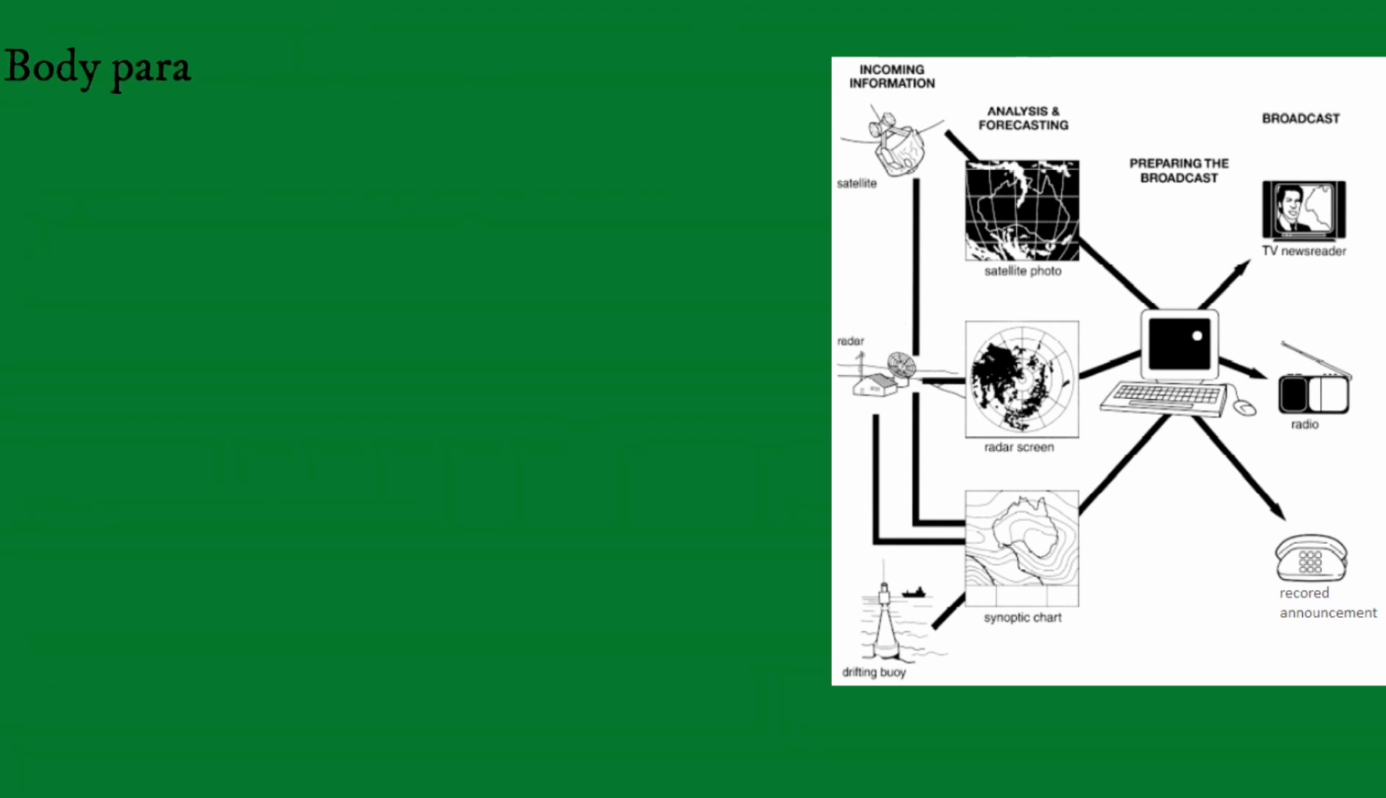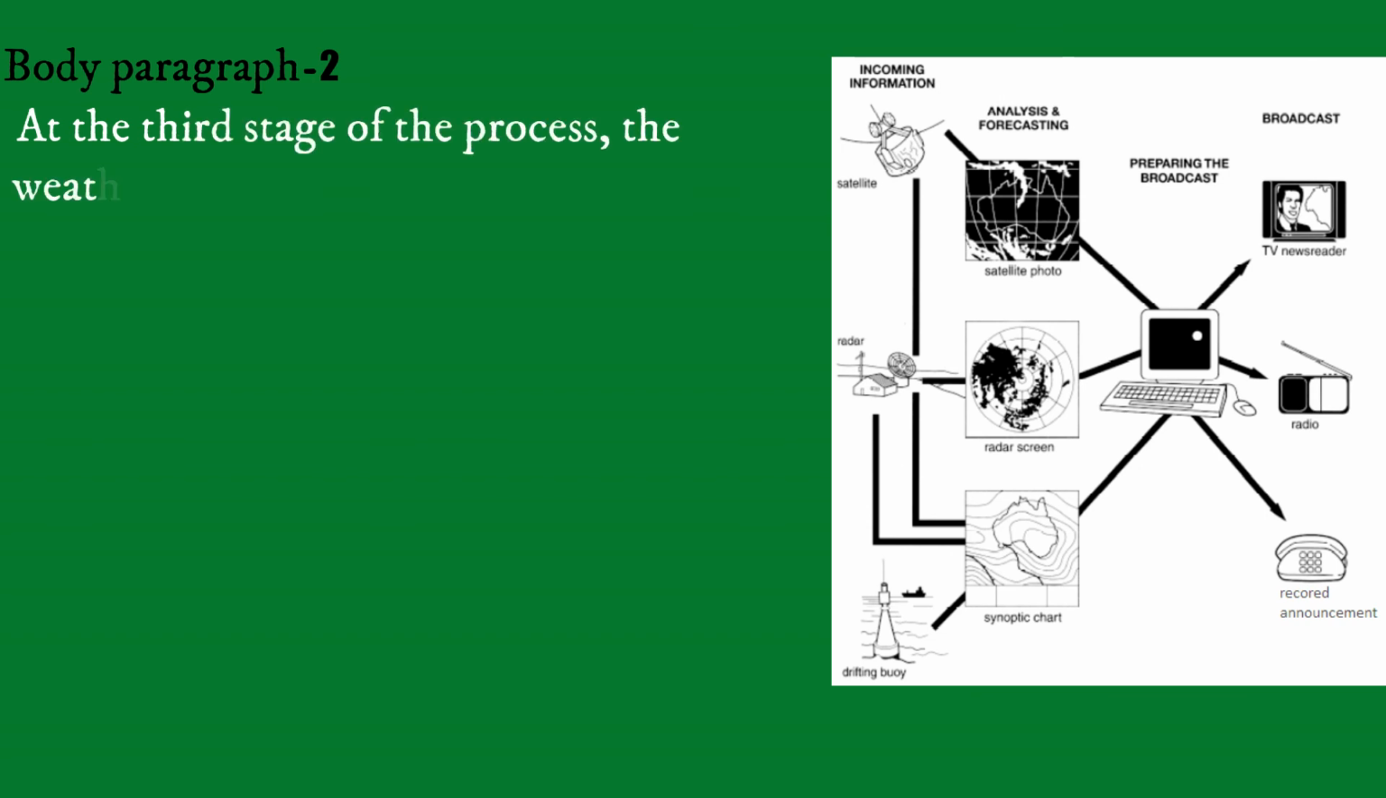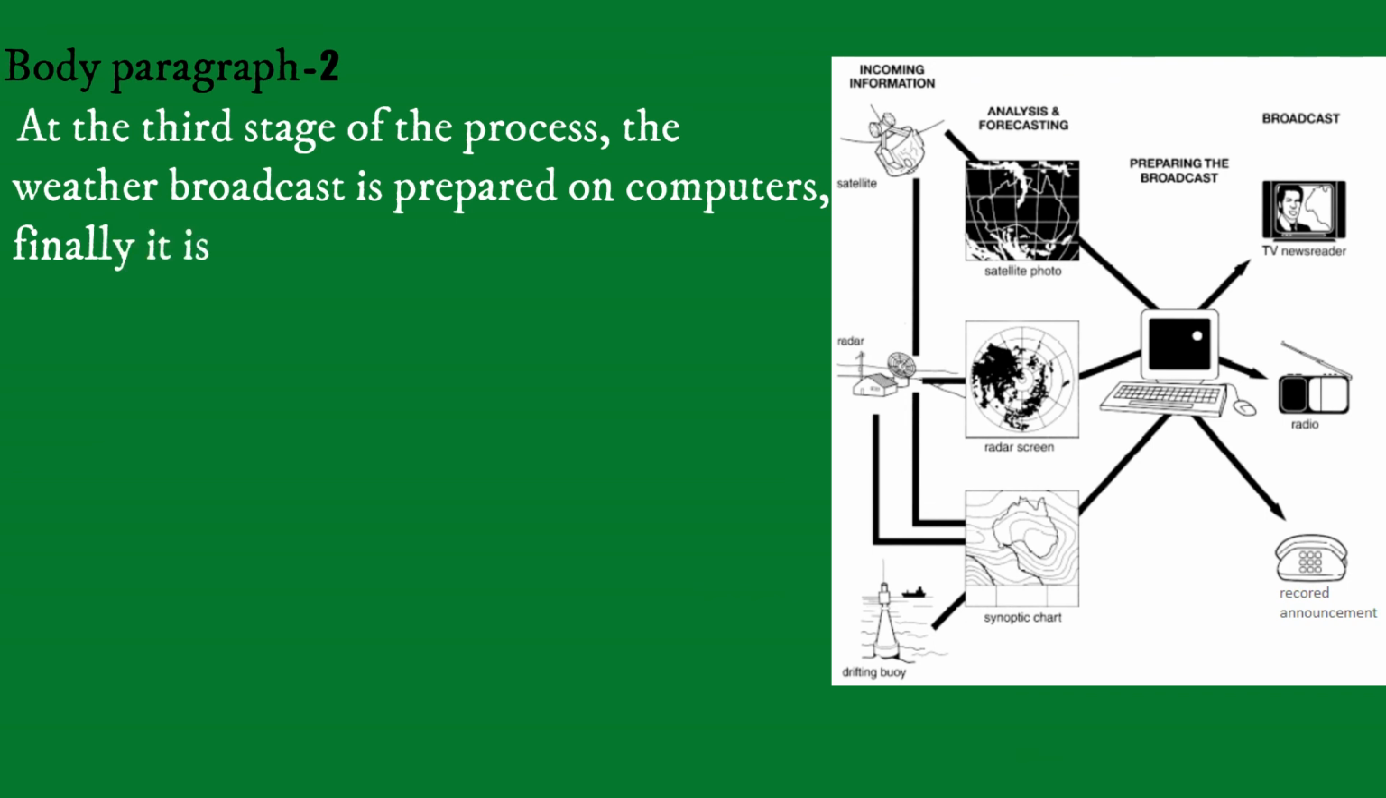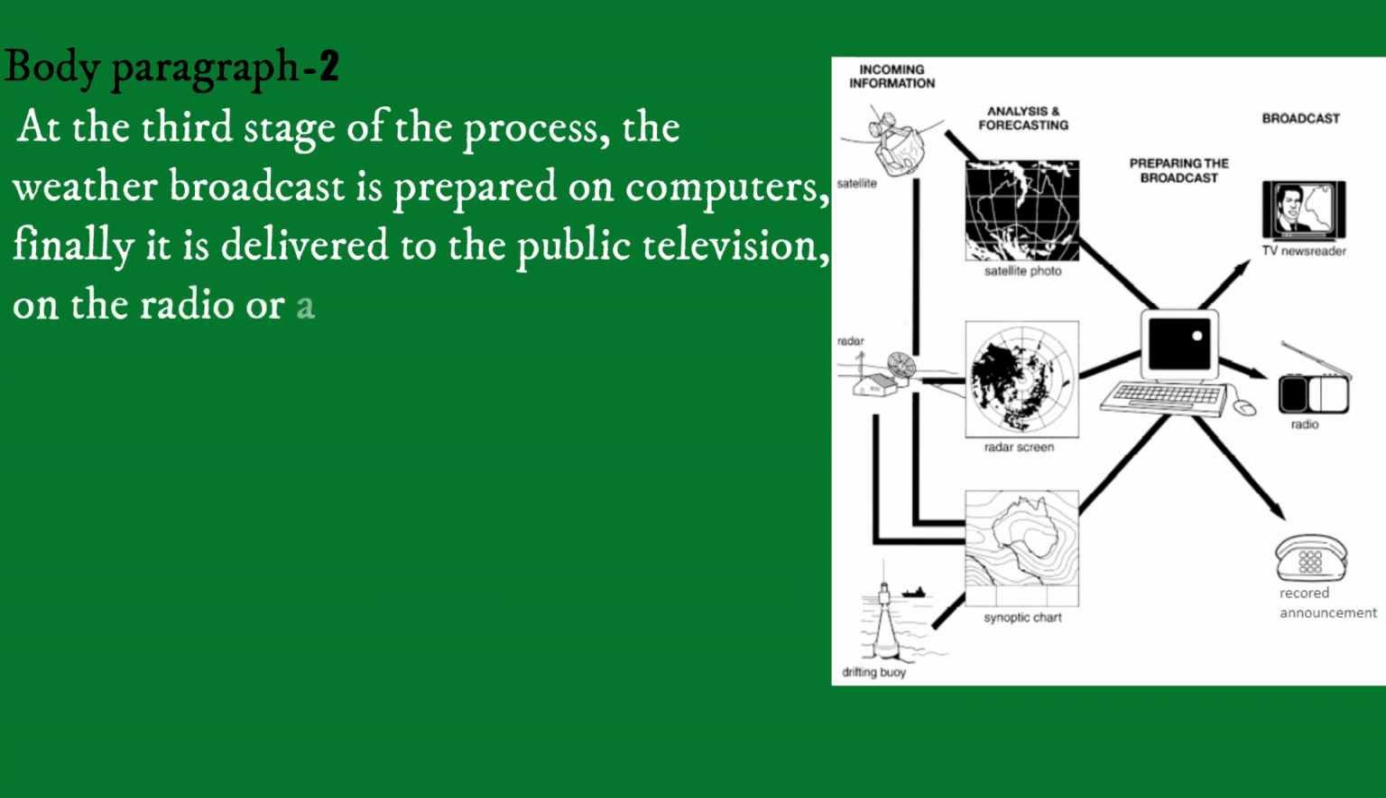Now, we are going to describe the last 2 stages of the process in body paragraph 2. So, let's do it. At the 3rd stage of the process, the weather broadcast is prepared on computers. Finally, it is delivered to the public on television, on the radio, or as a recorded telephonic announcement. So we have described the third and fourth stages of the process.